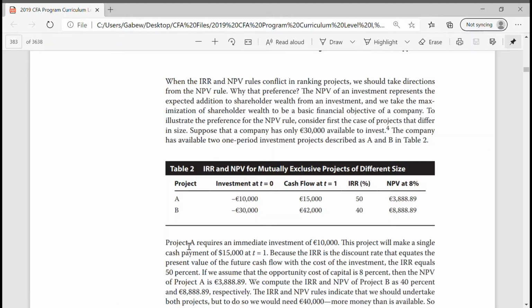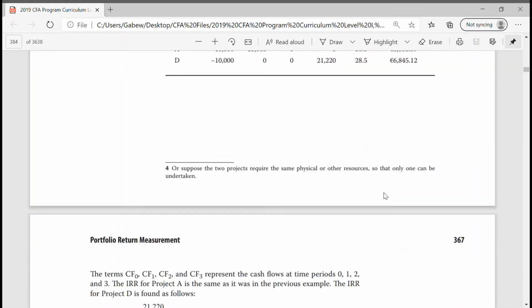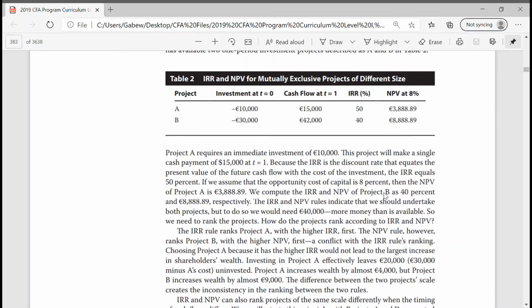To illustrate the preference for the NPV rule, consider first the case of projects that differ in size. Suppose the company has only 30,000 pounds available to invest. The company has two available investments, described as A and B in Table 2. Okay, so this is the difference. Project A requires an immediate investment of 10,000. The project will make a single cash payment of 15,000 at t equals 1.